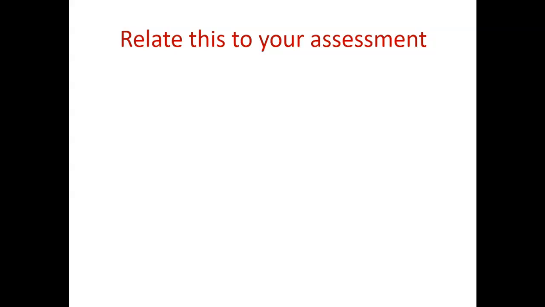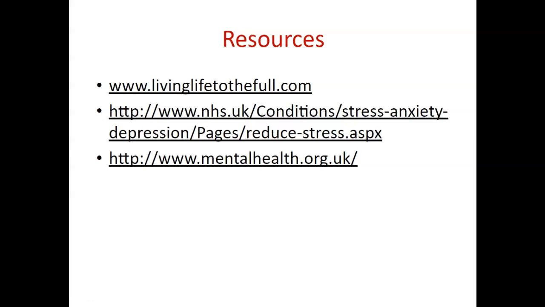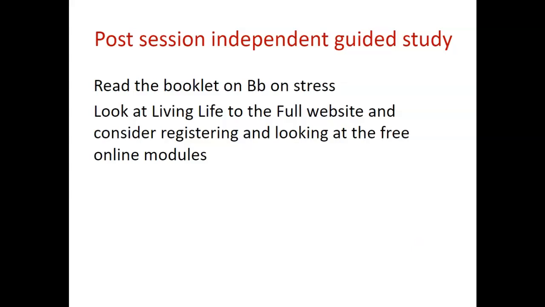So when we're thinking about the assignment, you might want to relate this to one of the possible interventions. You might choose to look at CBT or 5 areas approach in your qualitative research. So we've got some resources there on the presentation. You can also find this as a Google presentation, which you can download and save for yourself. So what I'd advise you to do now is read the booklet on Blackboard about stress and anxiety and have a look at the Living Life to the Full website and think about registering and looking at the free modules.